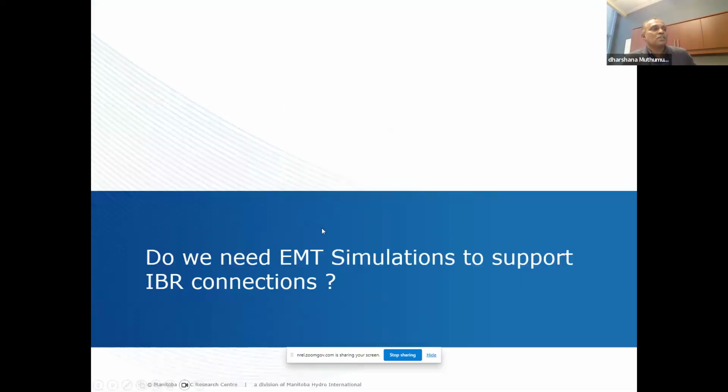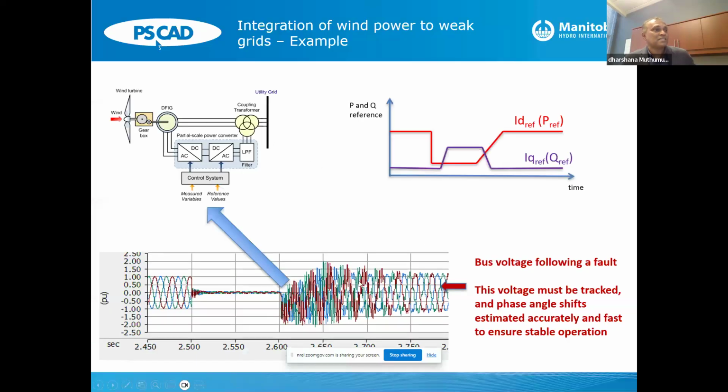So now, 5 years ago, this was a hot question. Do we need EMT simulations to support IBR connections? Now the industry doesn't really ask this question. There are enough examples, situations where it was shown that EMT simulations are really useful and necessary, right? The offshore wind farm design that I discussed was a good example, right? If you have these type of nasty waveforms, the operation of the inverter cannot be correctly predicted with RMS only.